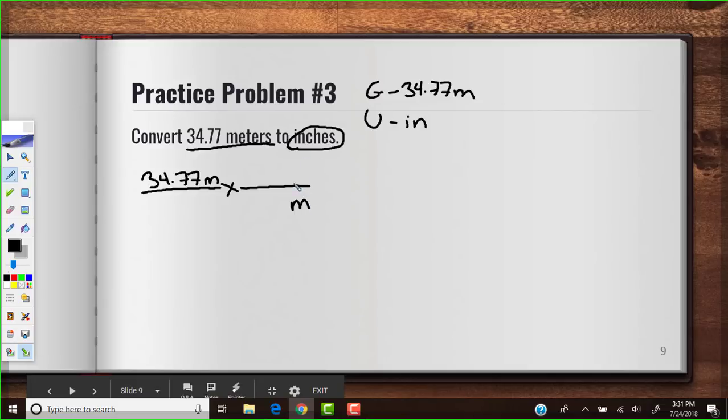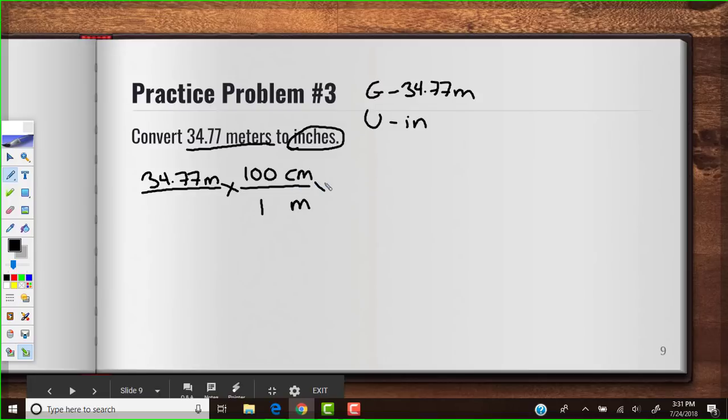Now, again, the unit on top of the first step has to go on the bottom of the next step. Now, we need to convert meters into inches, and if we look at our chart, there is not a direct conversion between meters and inches. So what we need to do is find an intermediate step. That is, we need to convert meters into something else so that we can then convert that something else into inches. So this is going to require multiple steps. Well, if we take a look at our chart, we do know that we can convert meters into centimeters. And if you remember, there is 1 meter for every 100 centimeters.